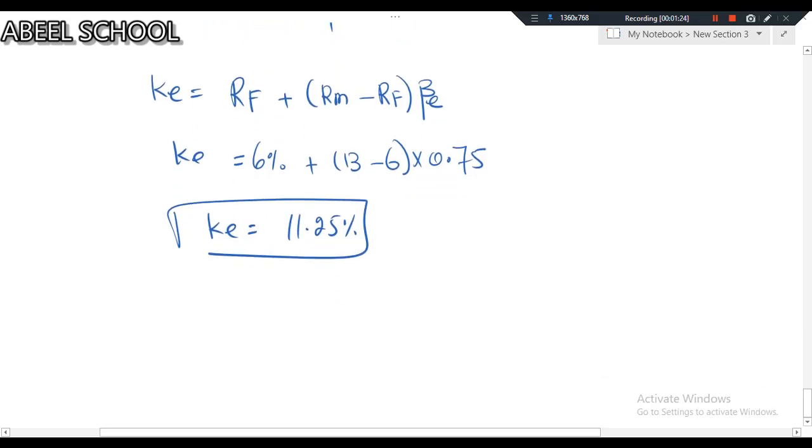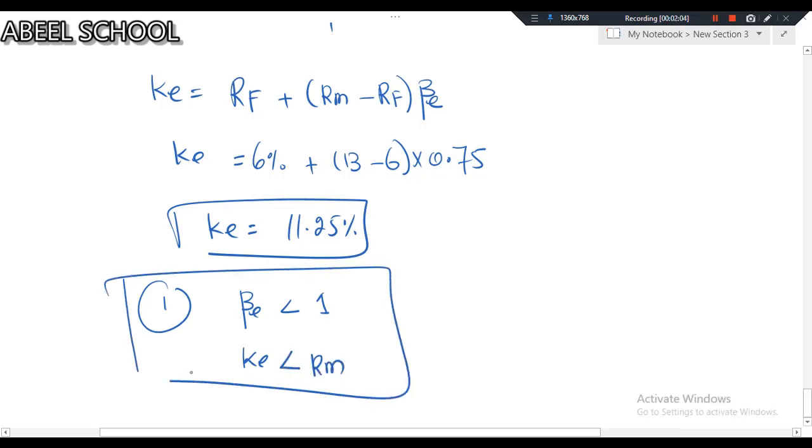The first finding is, if beta equity is less than 1, it means that your investment is less riskier than the market. When your investment is less riskier than the market, then you will demand the return lower than the market. So KE will always be lower than RM. This is the first finding.